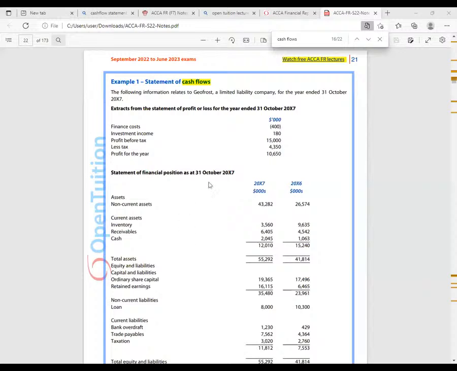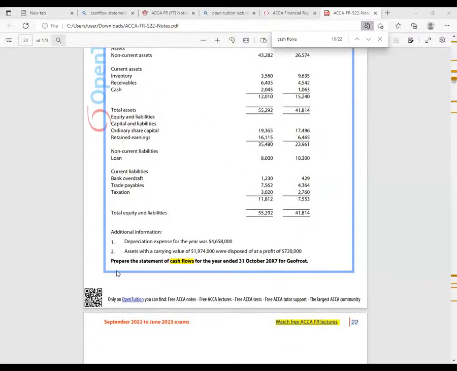They're telling me the following information relates to Geofrost, a limited liability company, for the year ended 31st October 2017. Extracts from the statement of profit or loss are as follows: finance cost, investment income, profit before tax, less tax, then profit for the year. They want me to prepare the statement of cash flows for Geofrost, and I would want us to start right away with the indirect method.